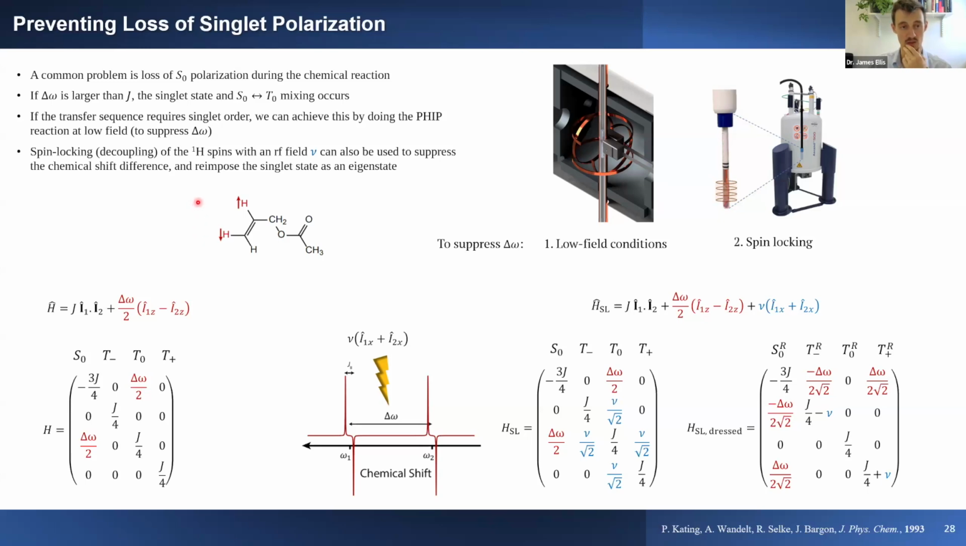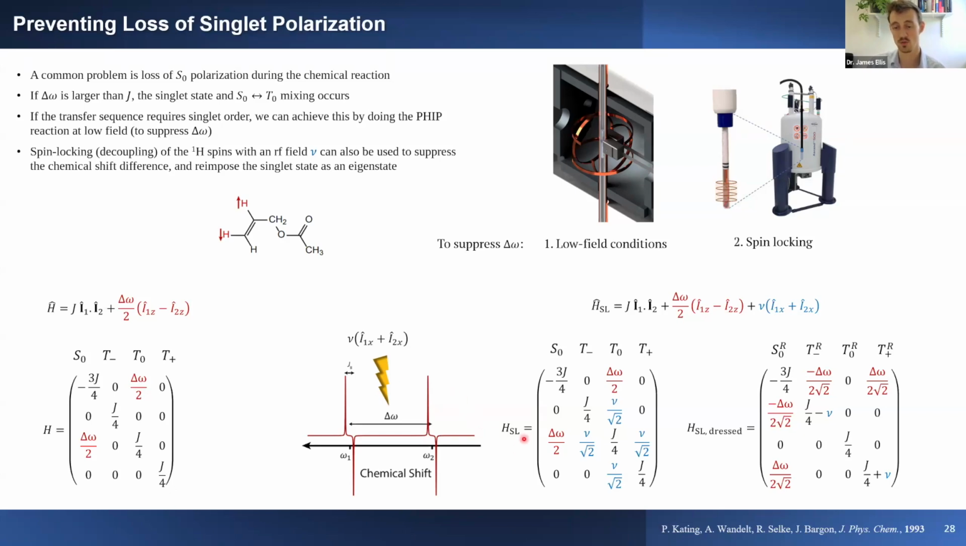But let's see now. We can talk a little bit more about that. So if we're doing reactions at high field, and we do have chemical shift differences, this leads to loss of polarization. We've seen that already, because the singlet state's not an eigenstate if these terms are non-zero. So we can suppress this by just working at low field, or by spin locking. If we're doing these reactions at high field, we can apply strong transverse magnetic fields and spin lock the protons.